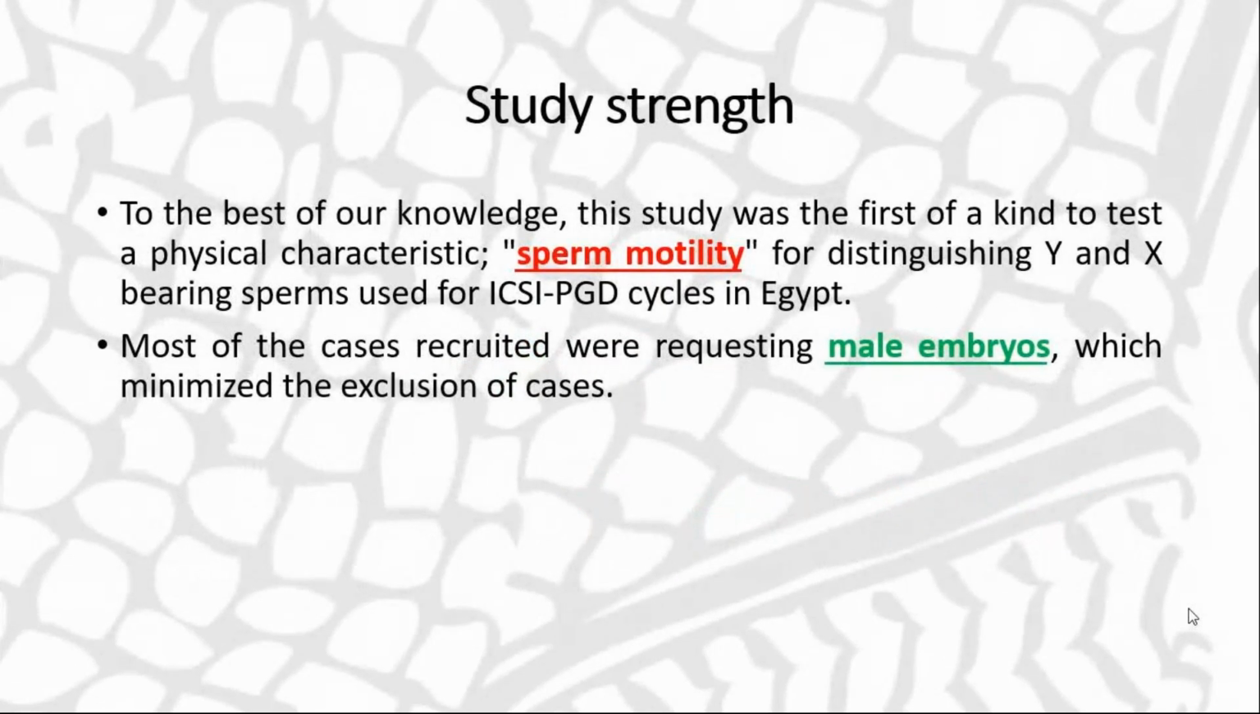The study strength, I think, according to the best of our knowledge, this is the first study done in Egypt studying sperm motility to distinguish the Y and the X bearing sperms in the XC and PGD cycle. The other strength of the study is that most of the cases we had were requiring male embryos. In this whole study, we excluded only 5 cases that required XT-PGD selection for female embryos. Next.